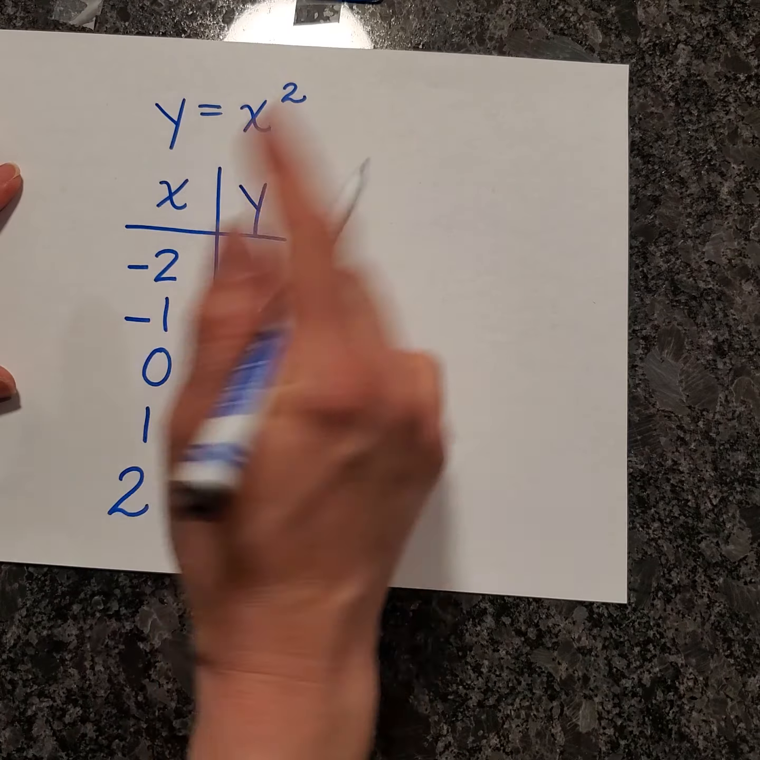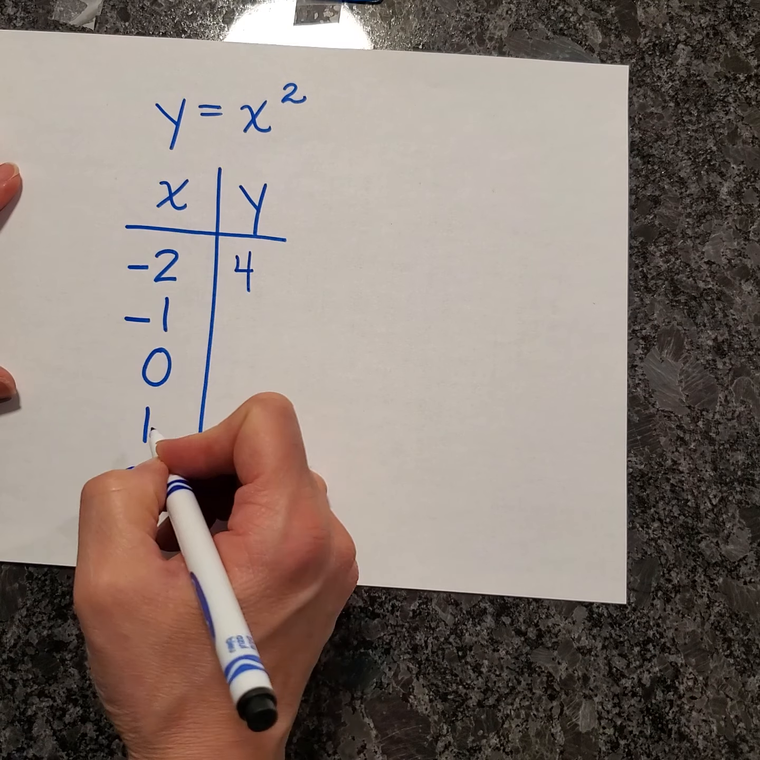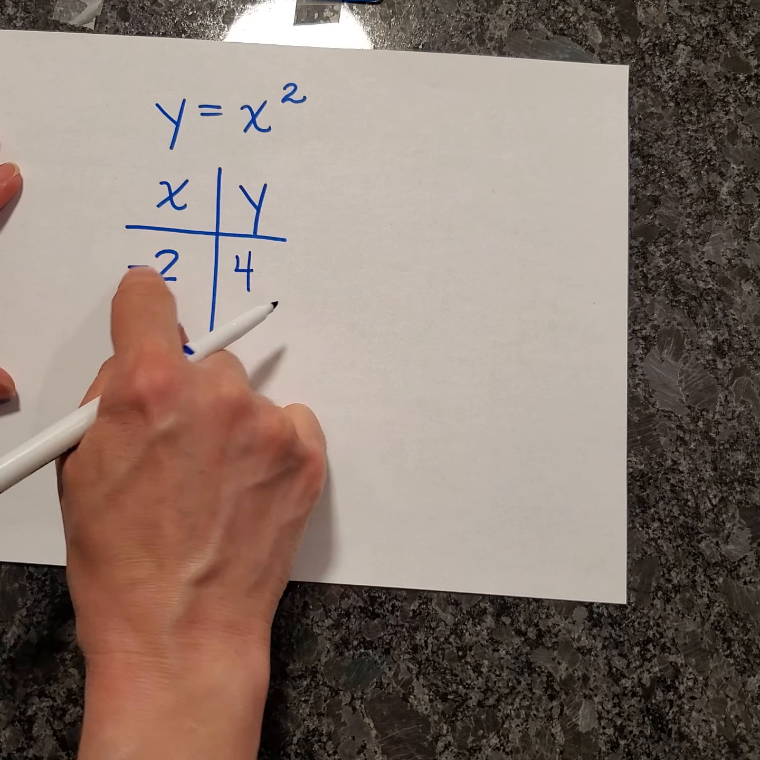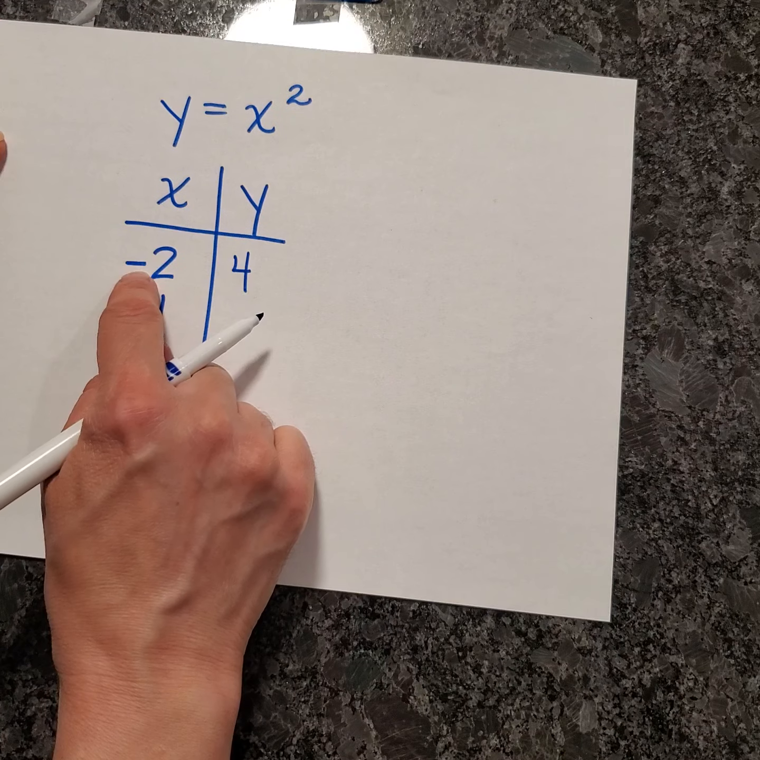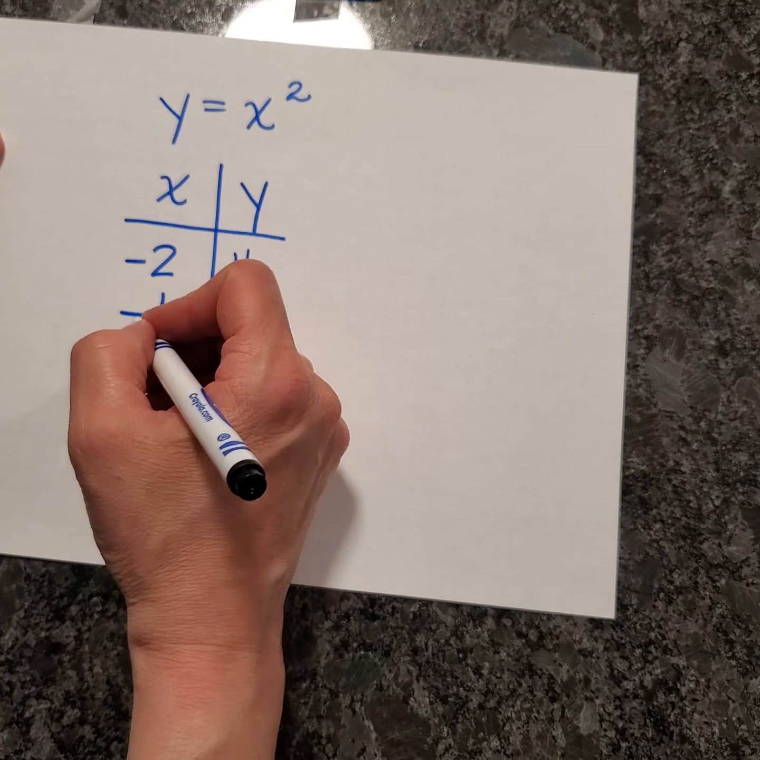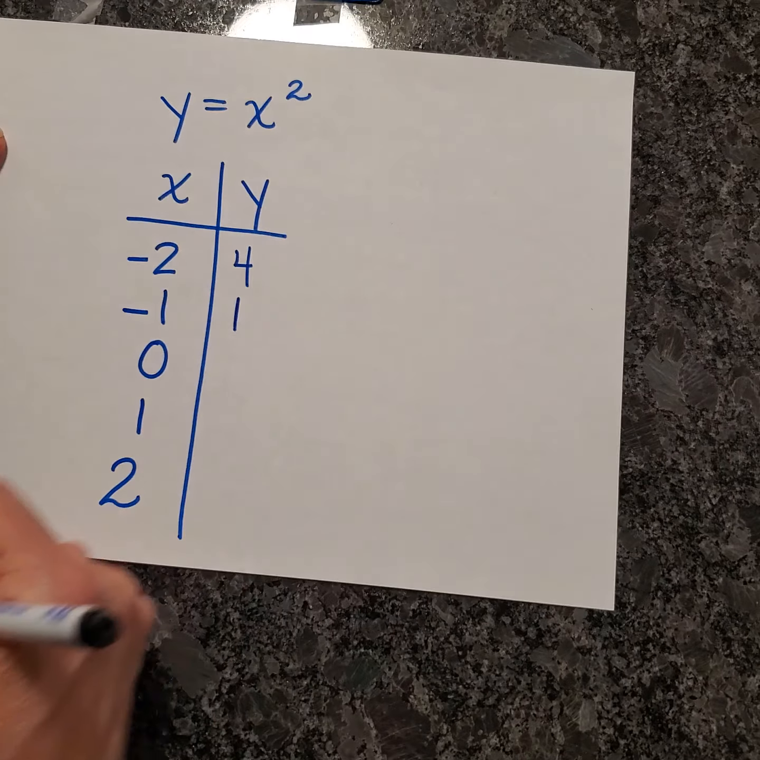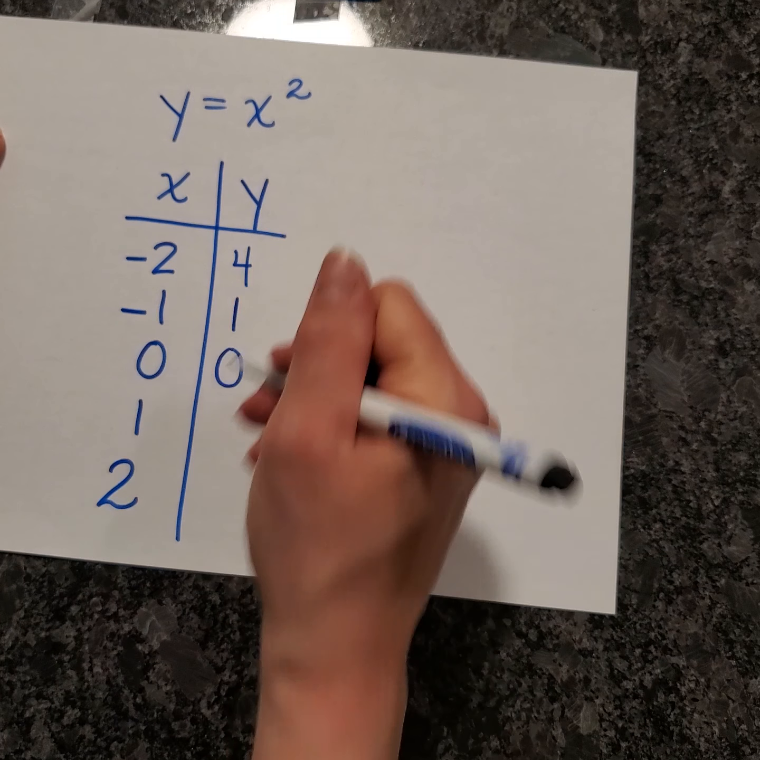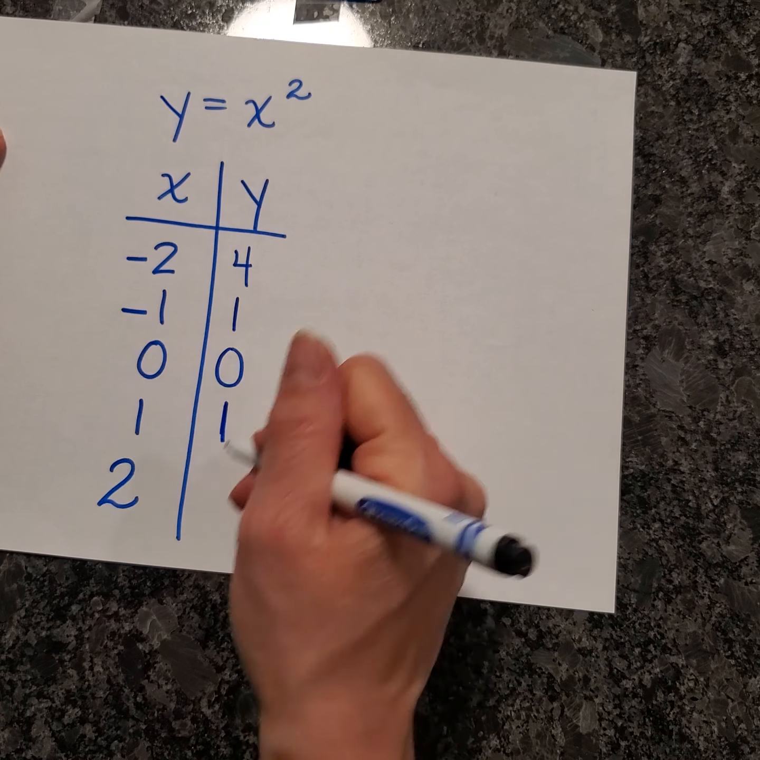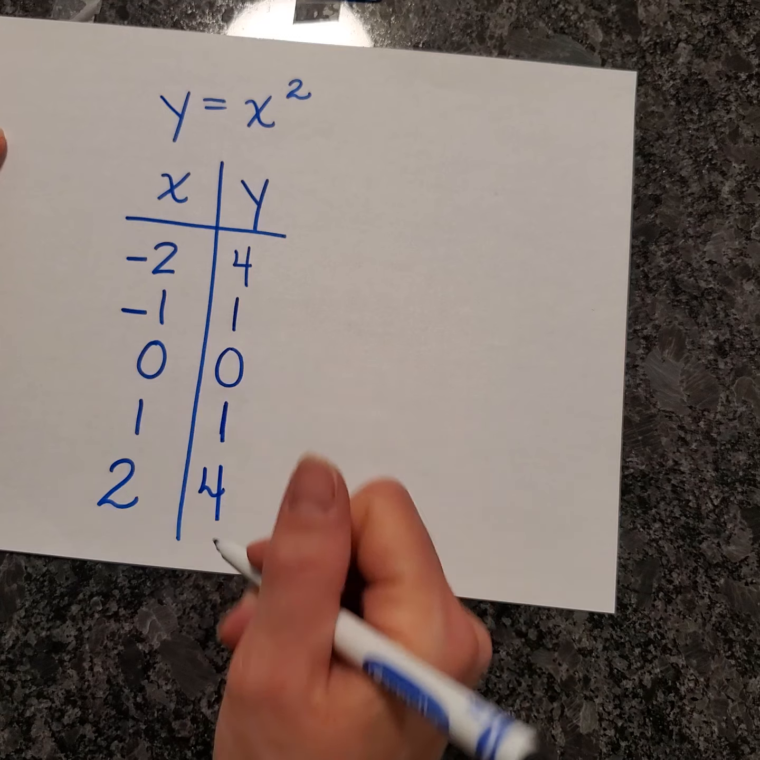If I square -2, I get +4. Remember, we're not just squaring 2, we're squaring -2, so you square the sign and the number. When I square -1, I get 1. When I square 0, I get 0. When I square 1, I get 1. And when I square 2, I get 4.